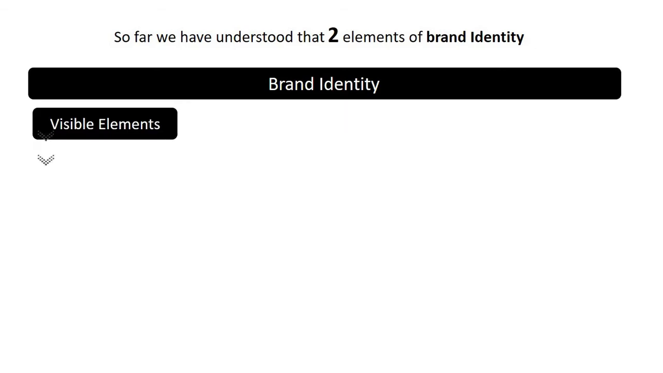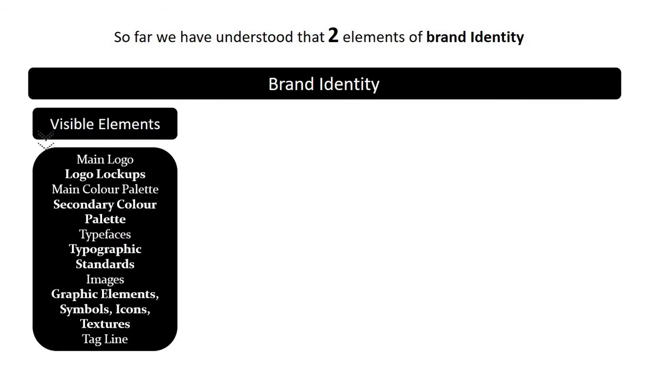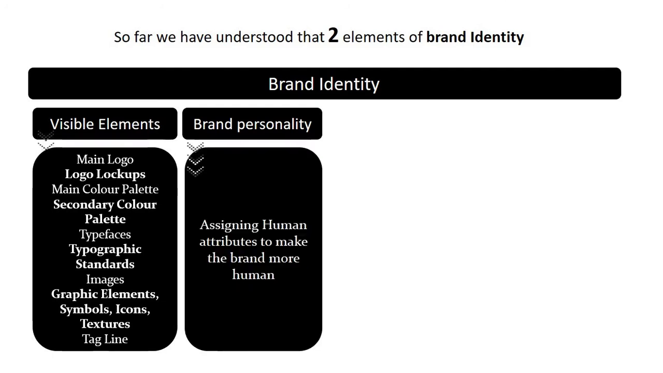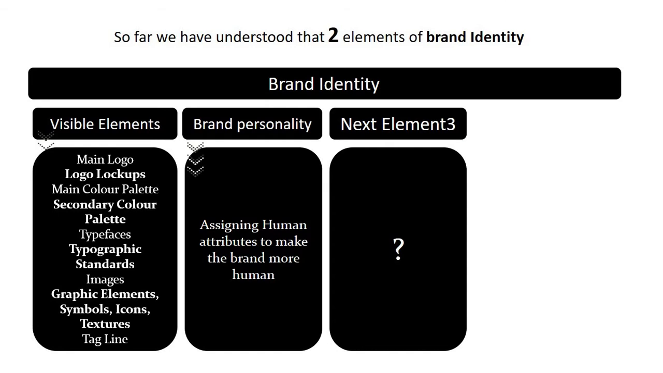So far we have understood two elements of brand identity. One is the visible elements, which are all the main logos and main color palette, secondary color palette, logo lockups, typography standards, images, all that we discussed in the previous part. The second element of brand identity is the brand personality that we just spoke about, which is about assigning human attributes to make the brand more human. And then element 3 is the one that we are going to discuss now.